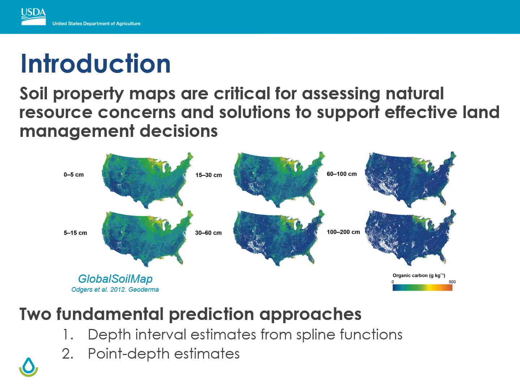So like the metric system in soccer, most of the world has embraced raster soil property maps as the preferred method of representing soil spatial variability and informing solutions to the most pressing environmental issues facing society. In DSM studies, two approaches have been proposed and practiced for the prediction of continuous soil properties. These are the depth interval estimates derived from spline functions and point depth estimates.